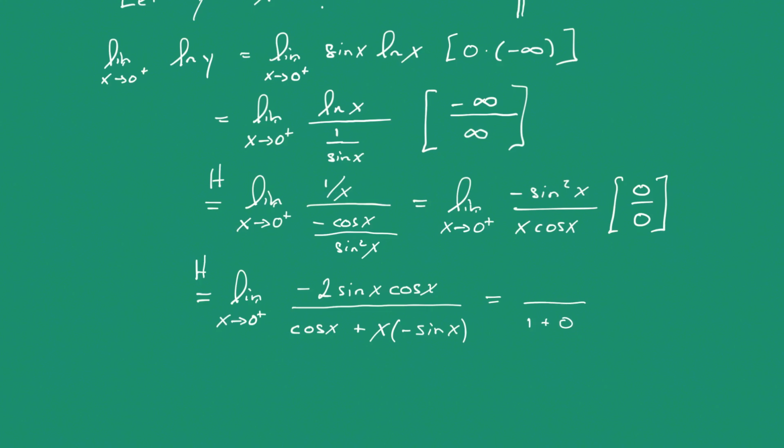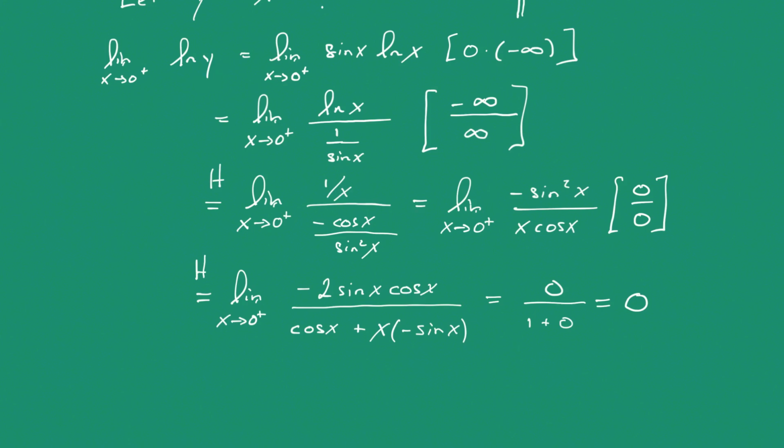And evaluating the numerator, we have minus 2 sine 0. Sine 0 is 0, times cos 0. 0 times 1 is just 0. All right, so this is 0 over 1, which is equal to 0. Good. We have found the limit as x tends to 0 from the right of log y.